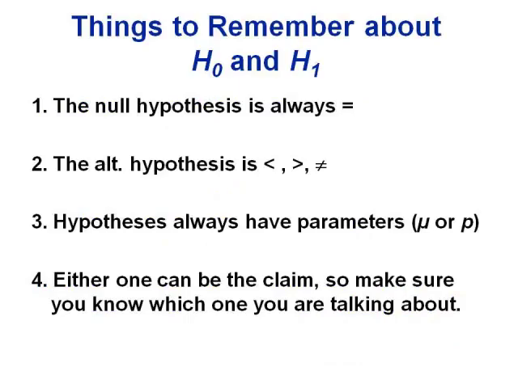So always keep in mind with these, if you are putting an equal sign anywhere, it better be H0, the null. The alternative, H1, can either be less than, greater than, or not equal. Watch out whether you're using your mu or your p because it makes a difference. And either one can actually be the claim that you're making. So make sure that you keep track of which one you were actually claiming and then which one you filled in just based on that.